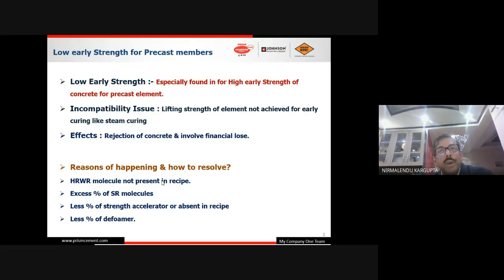Why they need 24-hour strength? This is because of that only. It should have a lifting strength. It should have minimum lifting strength चाहिए उसको, लिफ्ट करके कहीं लेके जाना है क्यूरिंग के लिए. ताकि वो 15 दिन क्यूरिंग करेंगे, 10 दिन क्यूरिंग करेंगे, यूज में ले लेंगे, क्योंकि उसका स्ट्रेंथ आ चुका है.